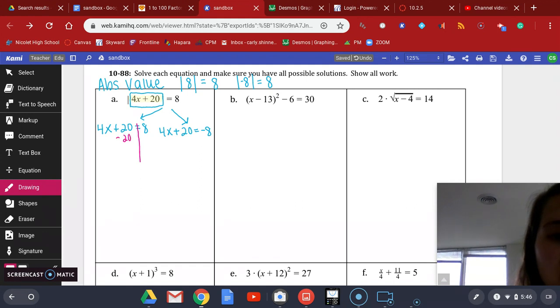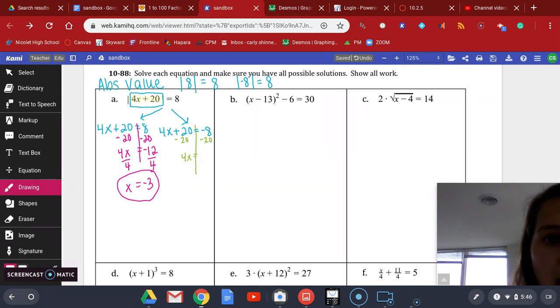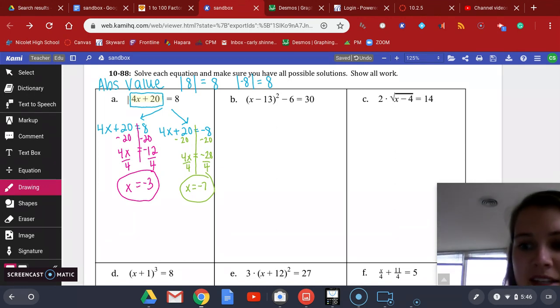So I'm going to start by subtracting 20 from both sides. 8 minus 20 gives me a -12. Dividing both sides by 4 gives me an answer of -3. Now I can solve this one. Start by subtracting 20. -8 minus 20. That's going to give me a -28. Dividing both sides by 4, I get -7 for my second answer.